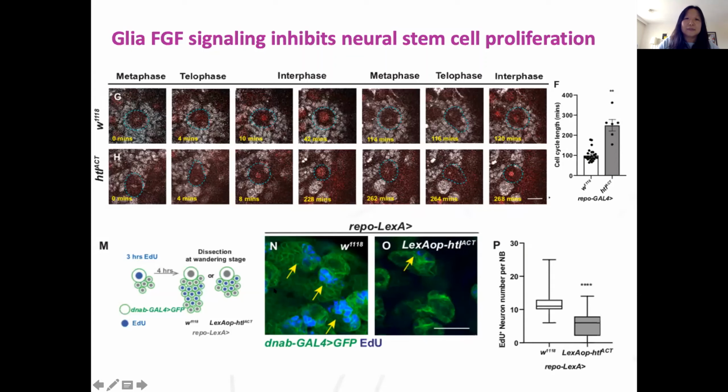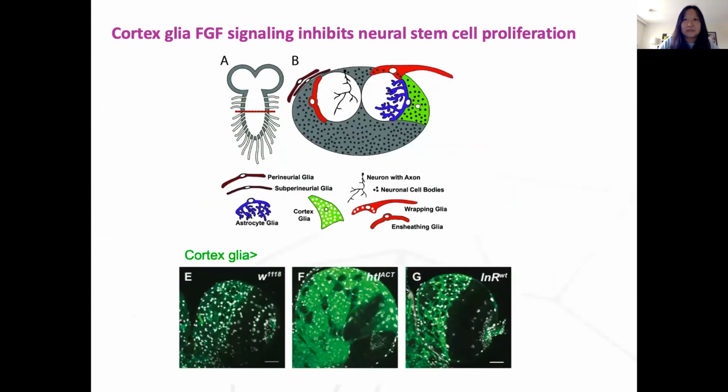And consistent with this, she also carried out an EdU post-chase experiment, where EdU is a thymidine analog that is only incorporated when cells are dividing. Doing this EdU post-chase experiment allowed her to find that activating FGF signaling in the glia niche also impacted the ability of neural stem cells to produce neurons. There are significantly fewer neurons produced by the neural stem cells upon glia FGF activation. So together, this first piece of data shows that glia FGF signaling really inhibits neural stem cell proliferation.